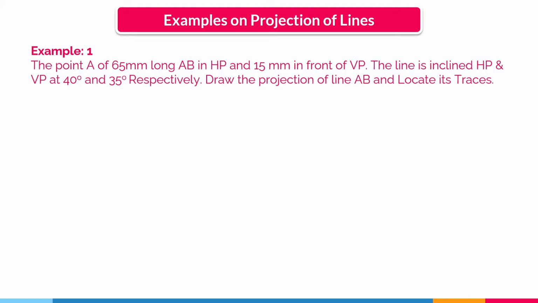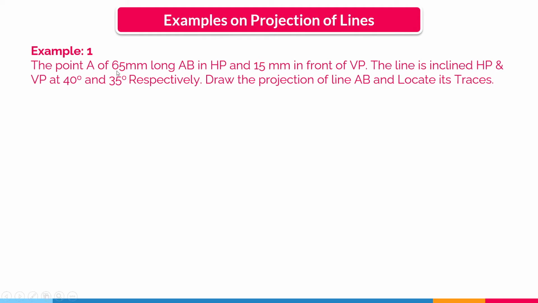So in this example, they have given us the information about the true length of the line. That is, the line is 65 mm long, and also they have given us the information about the point A. So point A lies in HP. That means the height of the point A dash lies on the XY line, and also it is 15 mm in front of VP. That means point A is 15 mm below the XY line.